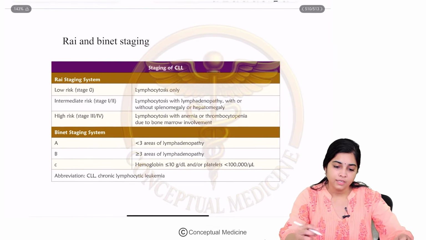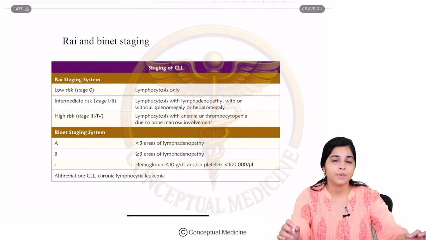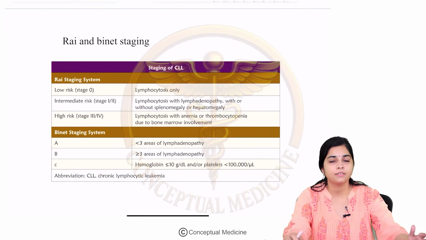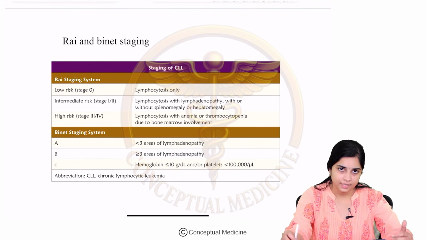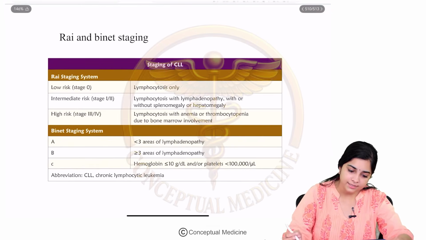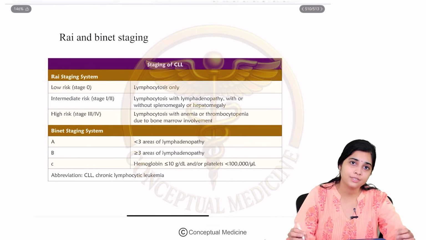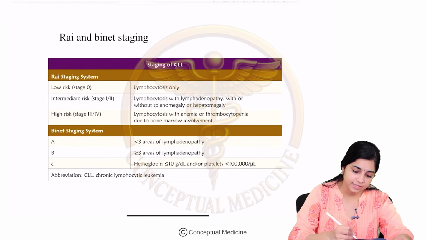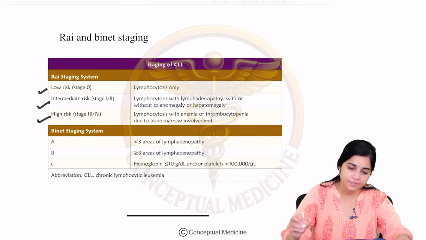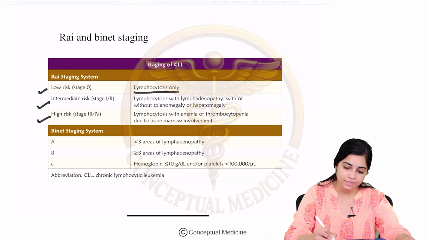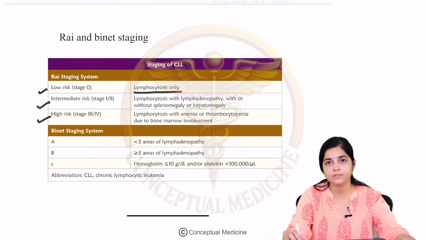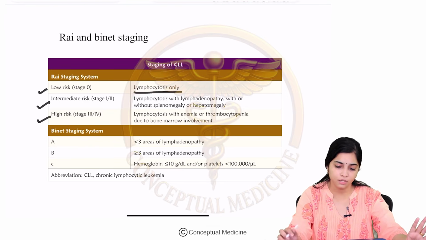Okay, fine. Now, the Rai and Binet staging system is a very important staging system which is used in the staging of CLL. So, what are the characteristic features of the Rai and Binet staging system? According to the Rai staging system, CLL can be classified as low risk, intermediate risk and high risk CLL. So in low risk, there is only evidence of lymphocytosis. Okay, so lymphocytes are increased, so this is just low risk.